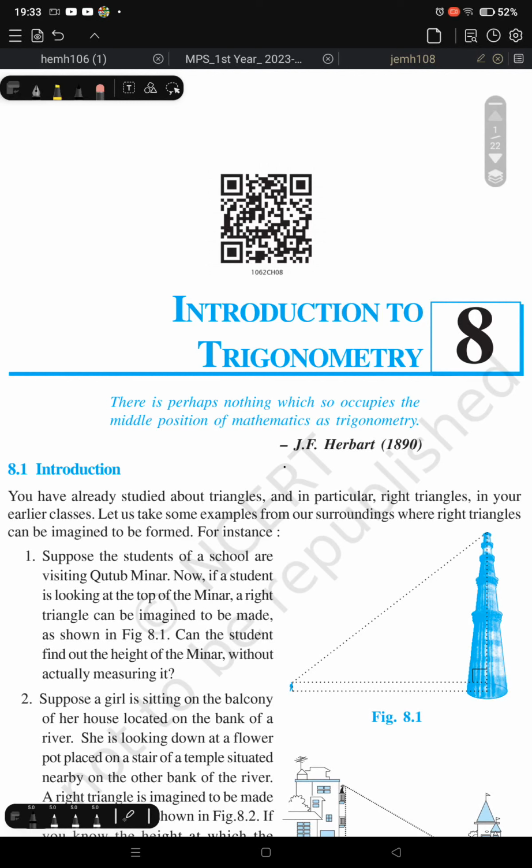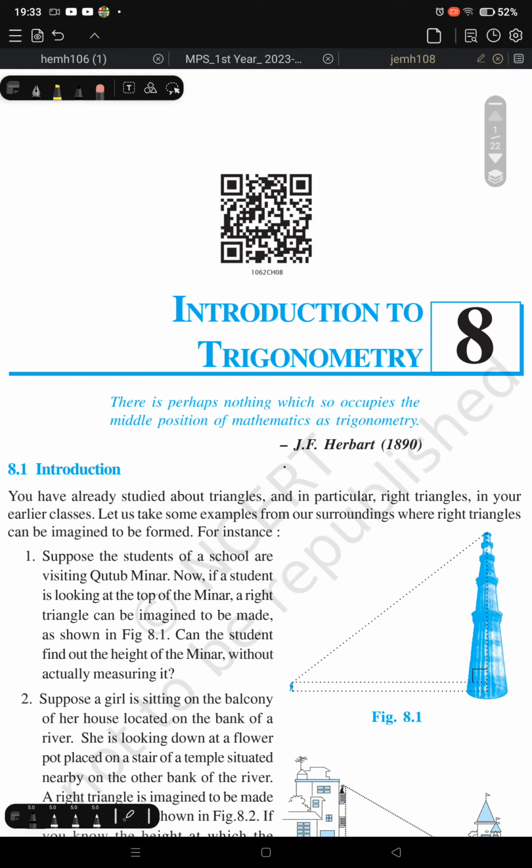One of my favorite chapters is trigonometry. Let us start with the trigonometry. So what is trigonometry? The trigonometry is applicable only for the right angle triangle.